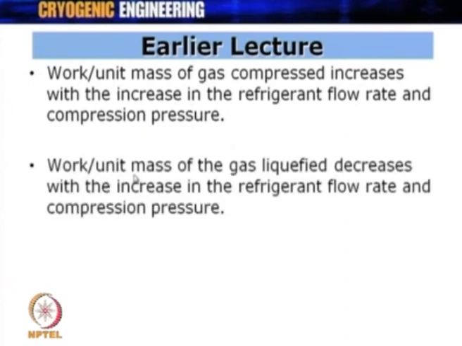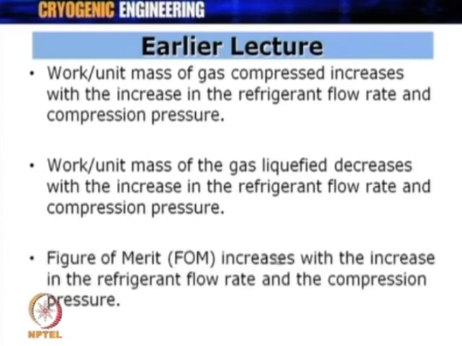But the work per unit mass of gas liquefied decreases with the increase in the refrigerant flow rate and the compression pressure. This is the most important thing. Why are we doing all this? Because we want to decrease the value of W upon M dot F, that is, work per unit mass of gas liquefied, and that is the whole objective of this pre-cooling circuit. Also, the figure of merit increases with the increase in the refrigerant flow rate and the compression pressure.